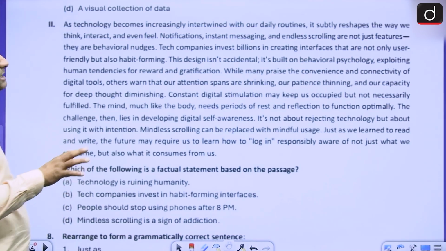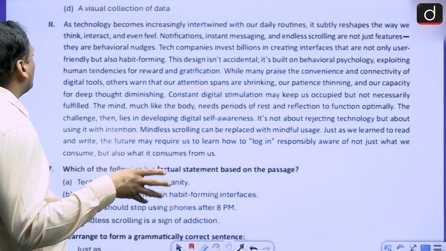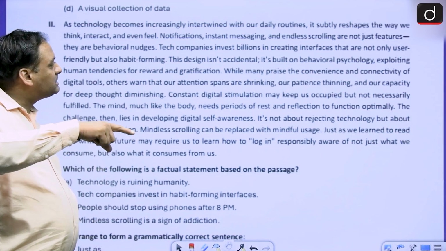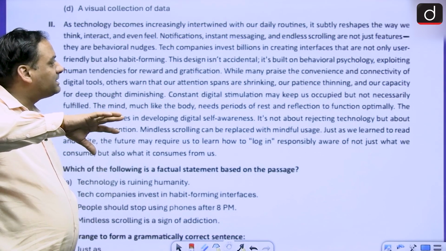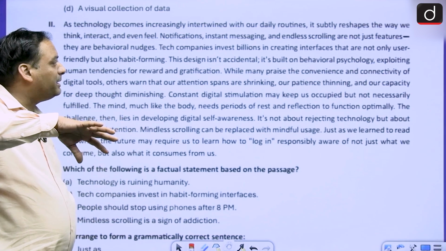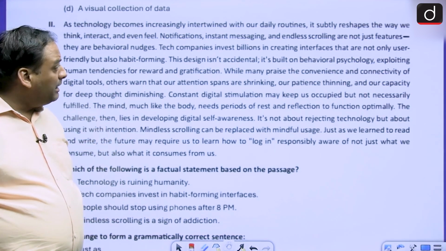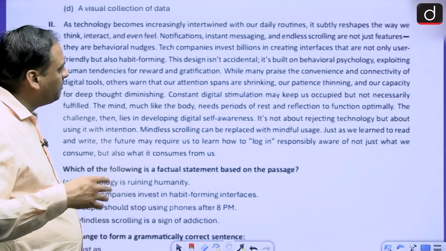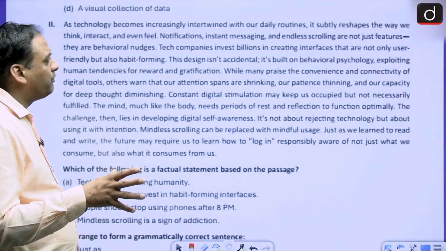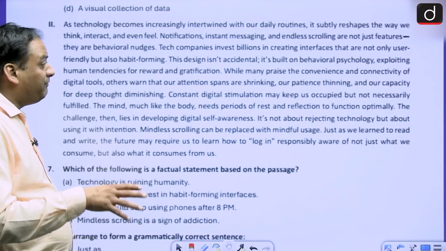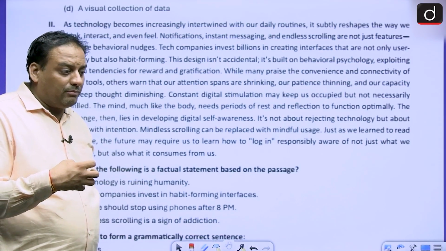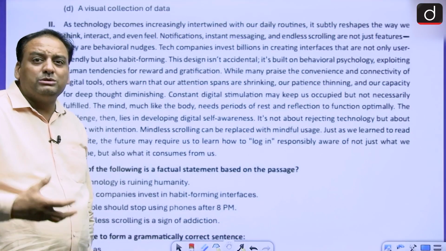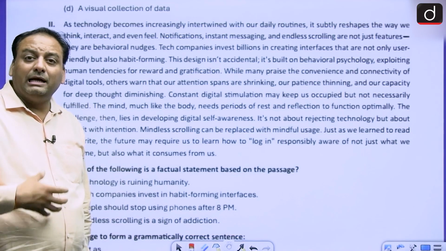These tech companies invest billions in creating interfaces that are not only user friendly but also habit forming. Now what is being done by these tech companies? They are investing billions of dollars in what? Creating interfaces. We are not only talking about them being user friendly, they are creating habit.